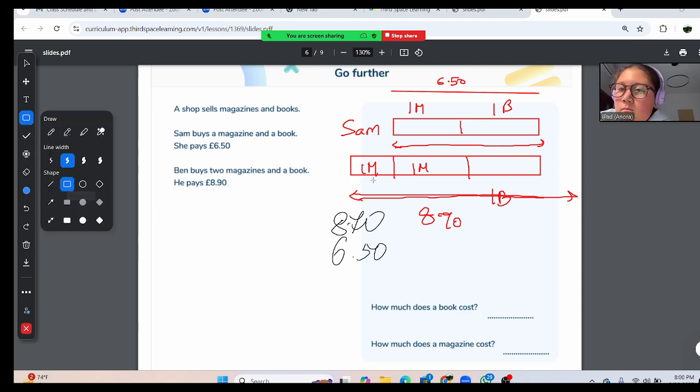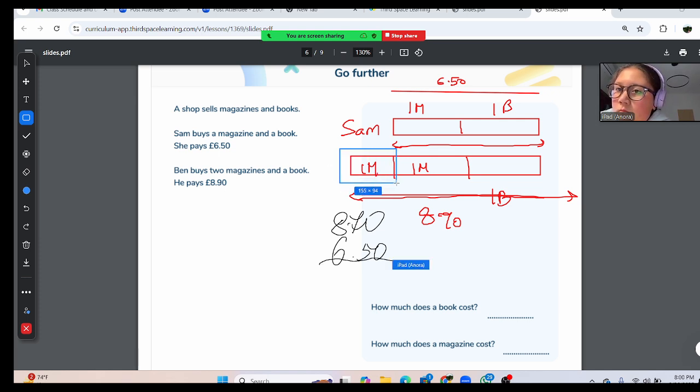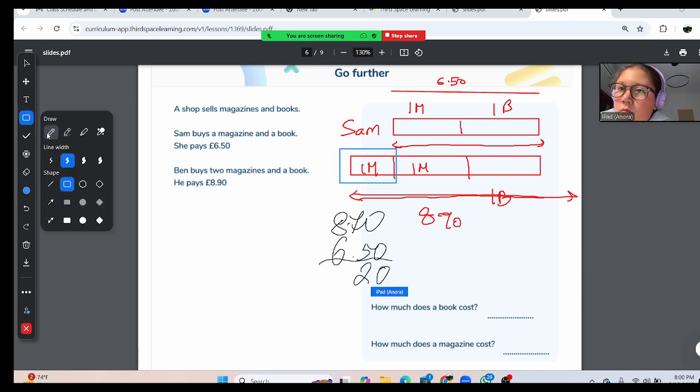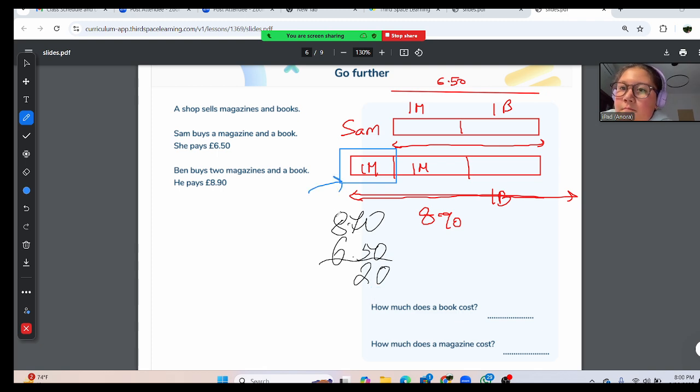So this would give me the cost of, what is this? Cost of one magazine. Very good. And if I know the cost of one magazine, then I can find the cost of one book because I have their sum. Very good. So this is the cost of one magazine. Now, how would you find the cost of one book?